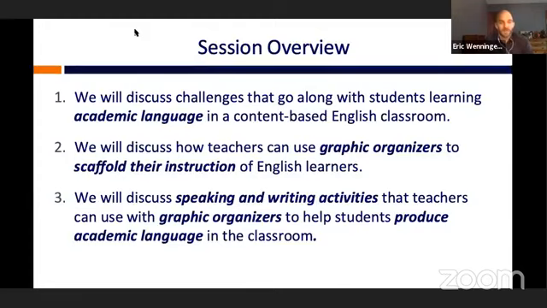Okay, so then the second thing we're going to talk about is how we can use graphic organizers to scaffold or to support instruction. And then finally, we'll look at speaking and writing activities. That's where I hope we'll spend most of our time. And how students can use graphic organizers or how teachers can use graphic organizers with their students to help them produce academic language.